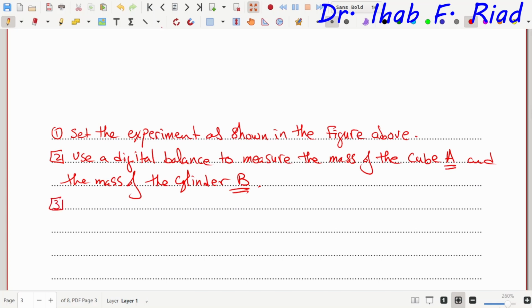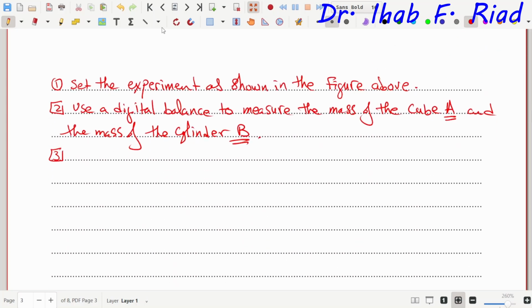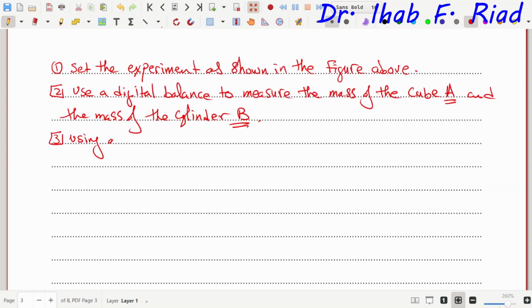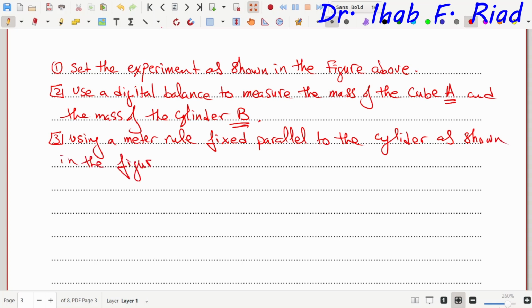Three. Another control variable is D. Using a meter rule fixed parallel to the cylinder as shown in the figure, set or mark a fixed distance D above the bench.